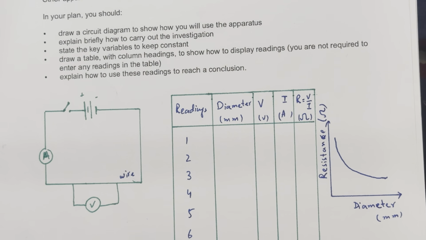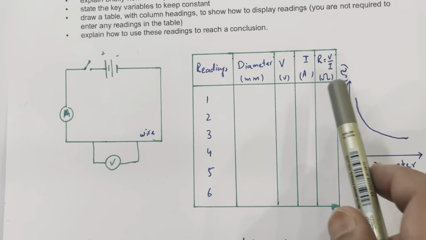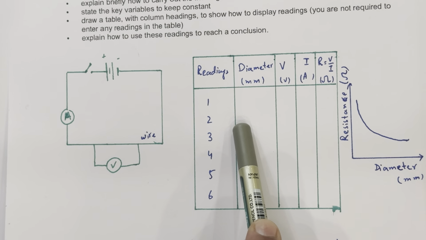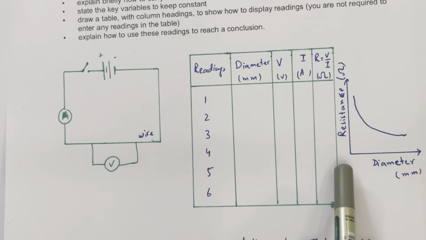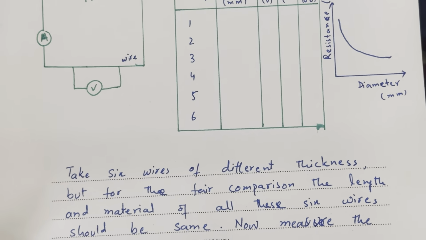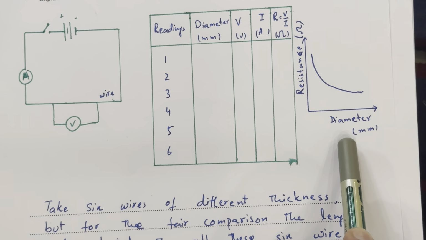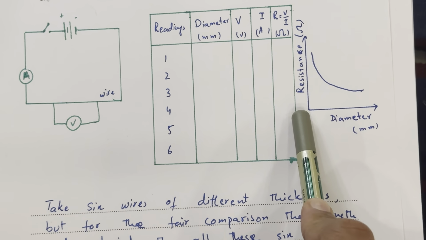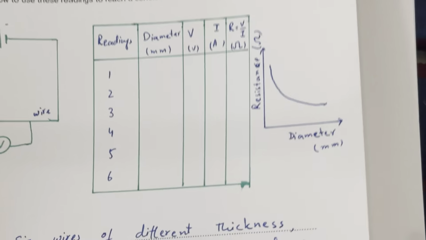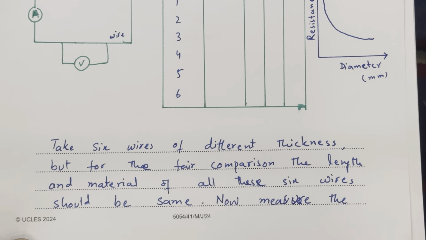Explain how to use these readings to reach a conclusion. We can reach a conclusion by dividing voltage by current, then comparing those resistances with the value of diameter, and this comparison will tell how the thickness of the wire impacts the resistance value. So I have plotted the graph: for the x-axis we plot thickness, or you can say diameter, and for the y-axis it would be resistance. Its pattern should be like that because the value of resistance varies inversely with diameter. Okay, you can write that.